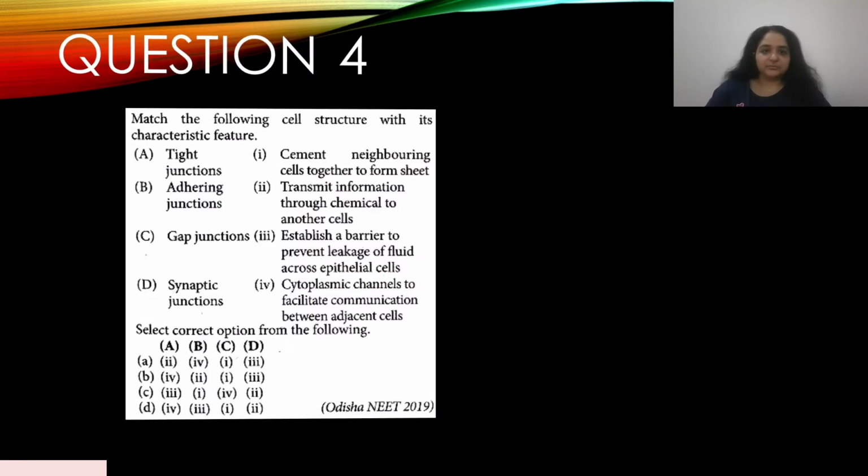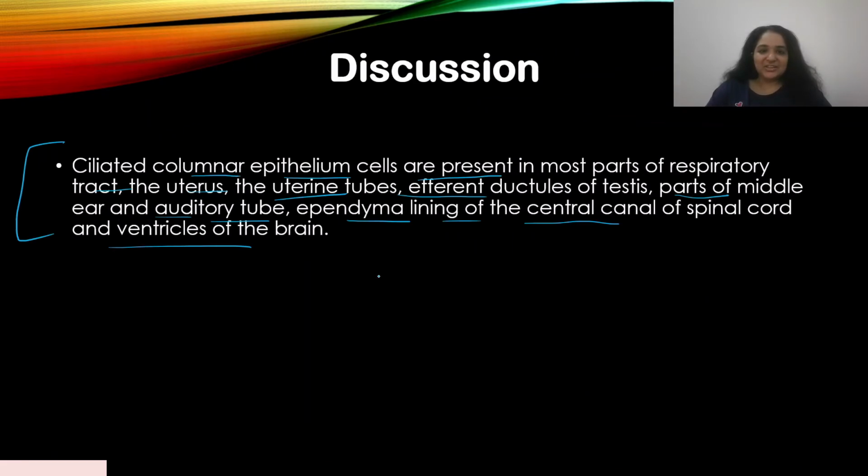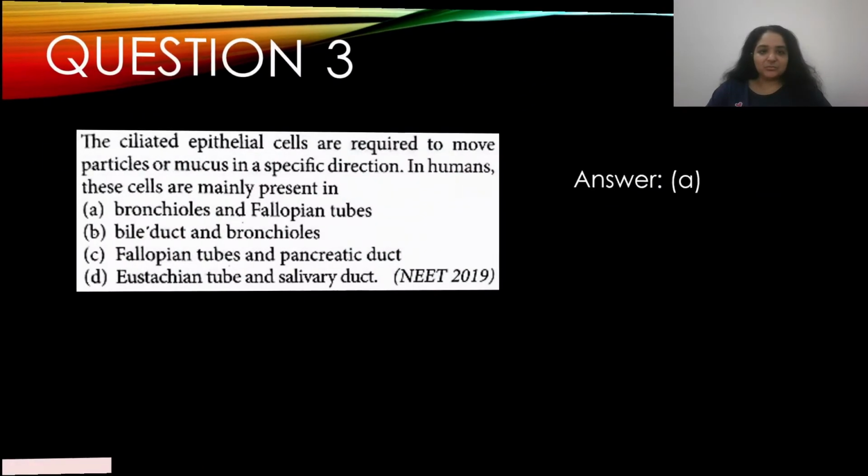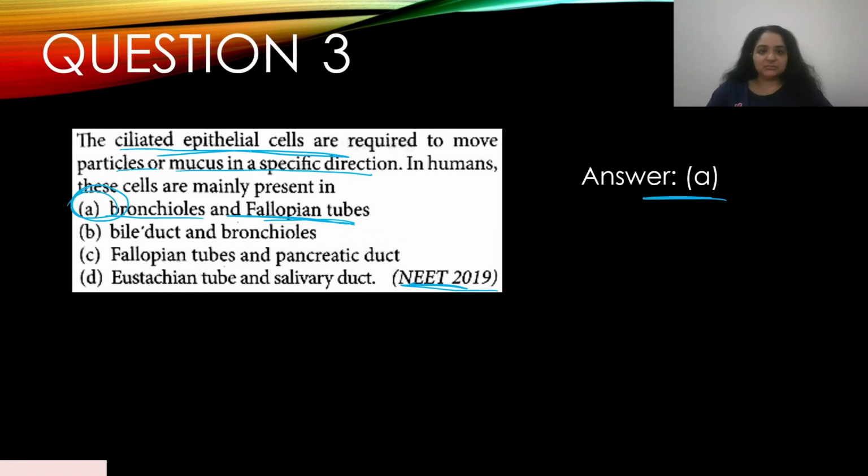Oh, sorry. The next question pretty much answers our question. Epithelial cells are required to move particles or mucus in a specific direction. That was also written over here, so they've given a lot of hint of what the answer could be. Clearly it's bronchioles and fallopian tubes. Like I already said, wherever there's movement required, something to be pushed out in a direction, then cilia plays a role in that.